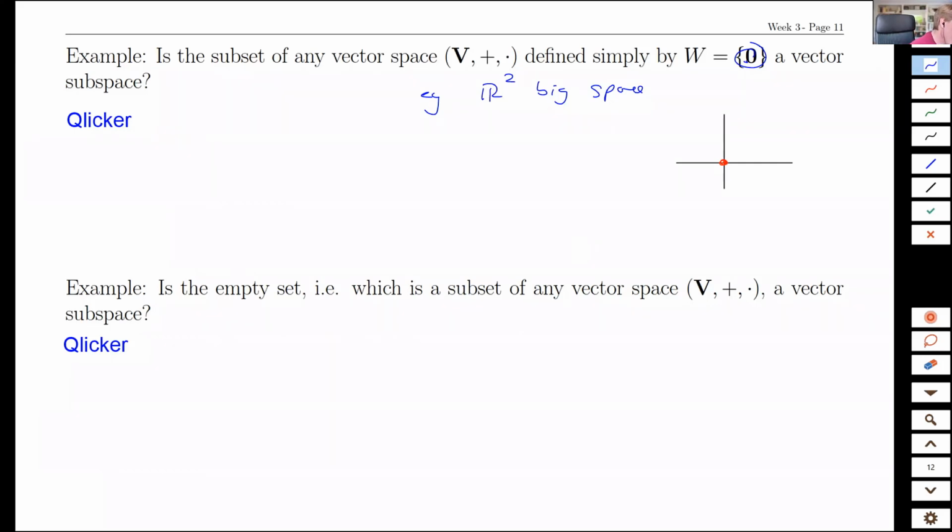All right, so 1, is the 0 vector in W? I think we can all agree yes, because it's the only single vector in there. It's the only thing that's in there. So yes. 2, closed under addition.